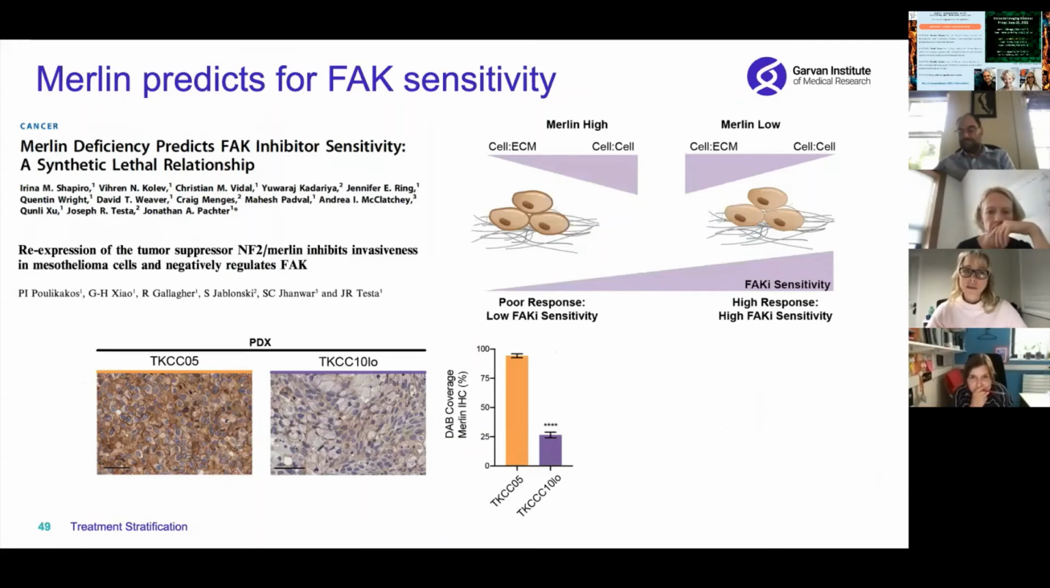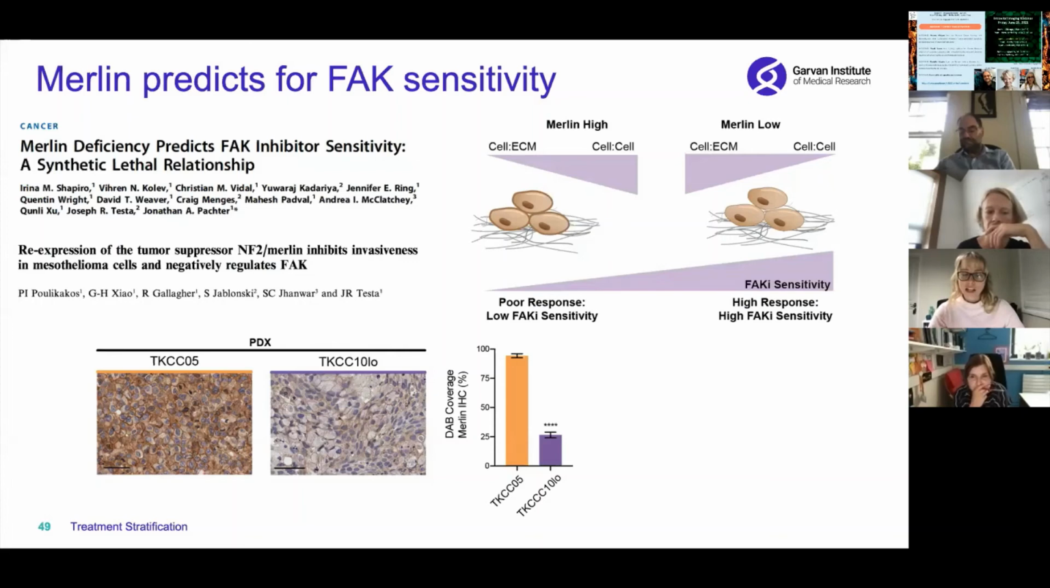So it's recently been noted that in mesothelioma, Merlin levels predict for response to FAK inhibitors. So Merlin's involved in cell junction signaling, and in cells with high levels of Merlin, they rely on the connections between the cells. However, in cells with lower levels of Merlin, they have a higher reliance on cell signaling between the ECM and the tumor cells, which renders them more sensitive to FAK inhibitors.